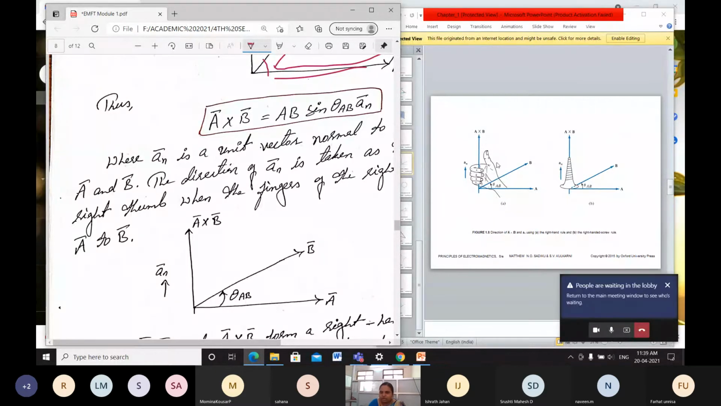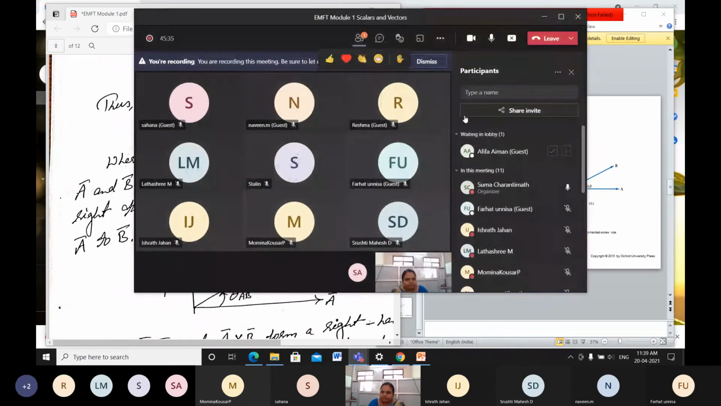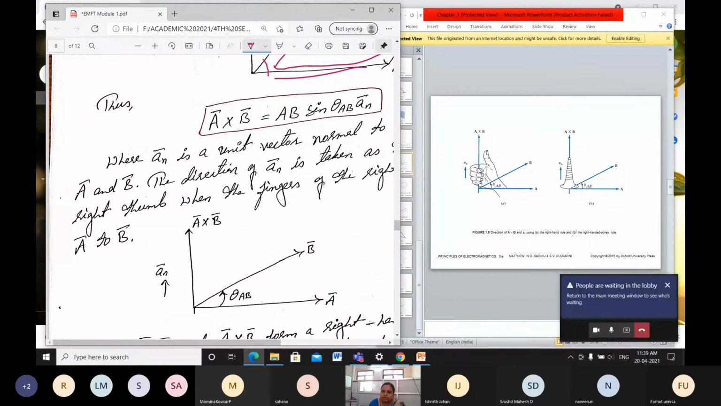In a clockwise direction, then I'll be getting positive values, or else I can use the screw, how you are going to fix it, right? That way. I can go with the right-handed. Right-handed you have to take, then you go with the angle.